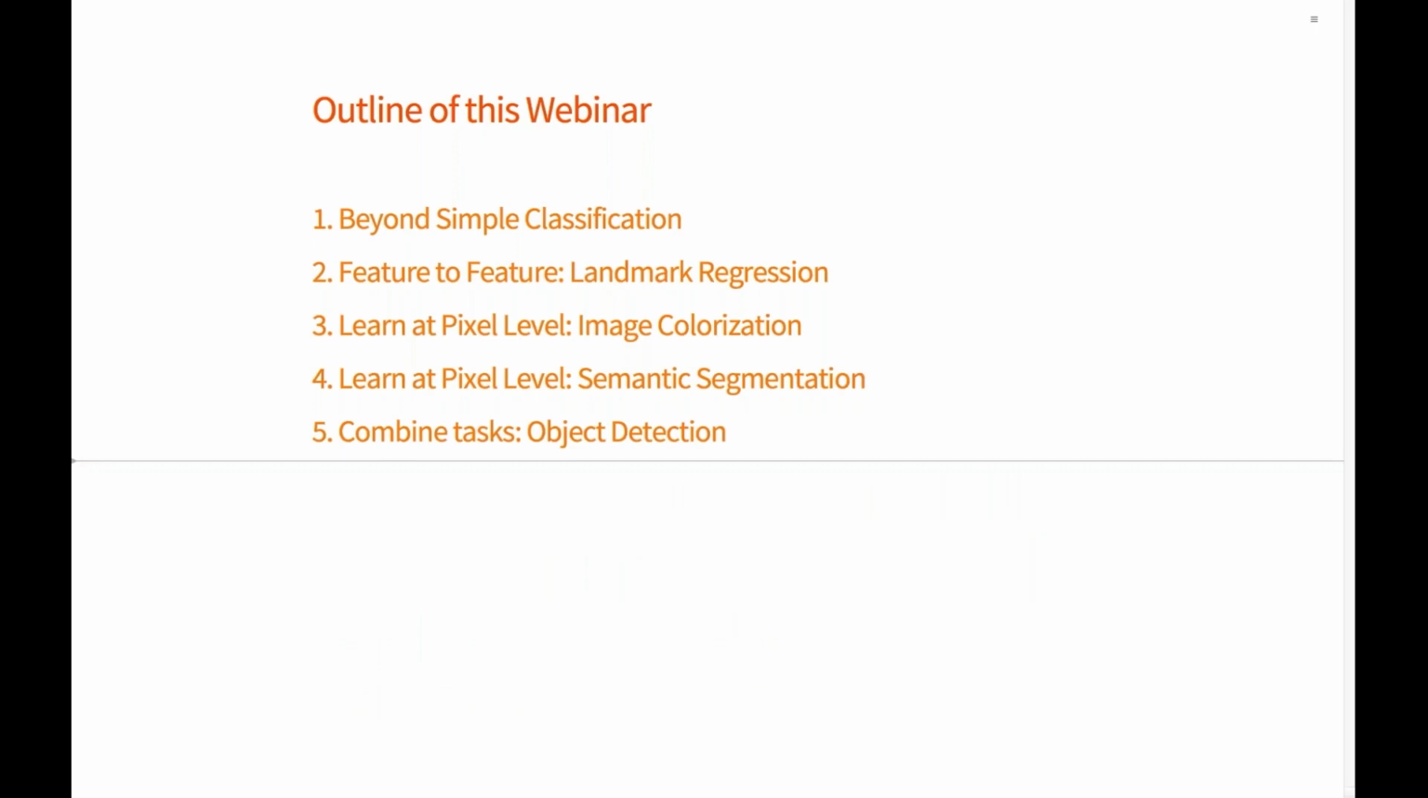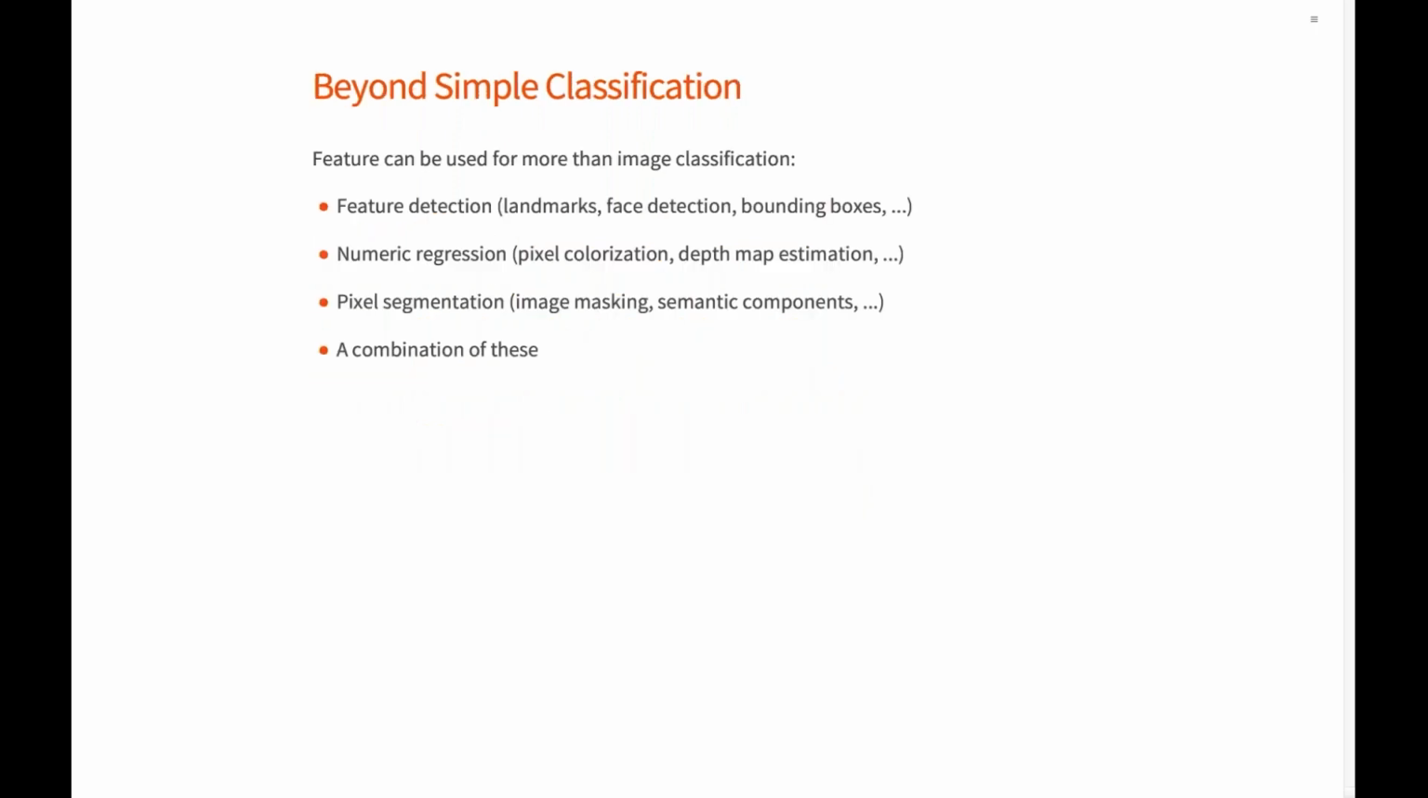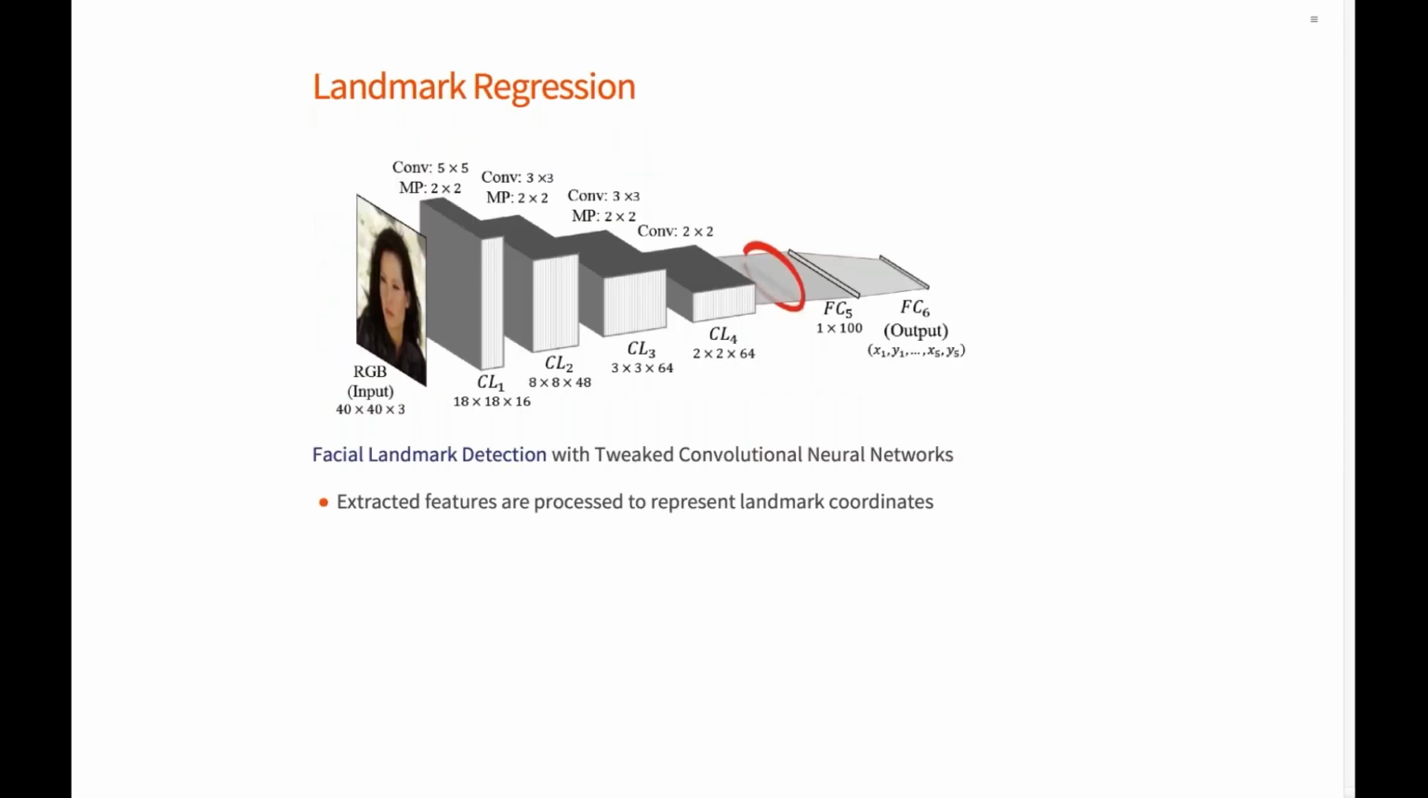And the final task I want to look at is object detection. That is kind of a combination of regression for bounding boxes and standard image classification for the classification of the object within the bounding box. So I want to start with the simple model, which is landmark regression.